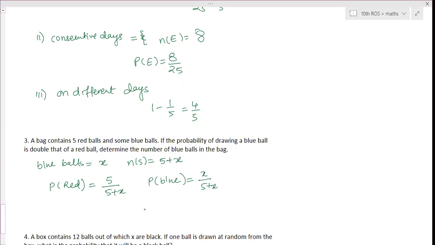Then the probability of blue ball is double the probability of red ball. Substitute the values. X by 5 plus X is equal to 2 into 5 by 5 plus X. So 5 plus X cancels. X is equal to 10.